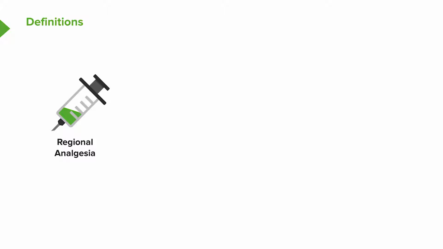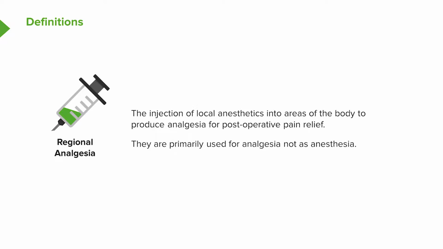So regional analgesia is the injection of the same local anesthetic into areas of the body to produce analgesia for postoperative pain relief. These blocks are commonly used in upper limb surgery to produce postoperative analgesia. Some of these blocks are sufficient to provide anesthesia for surgery, but the duration of surgery and the position of the patient during surgery results in them being used primarily for analgesia.